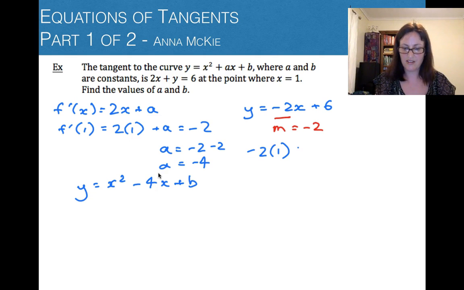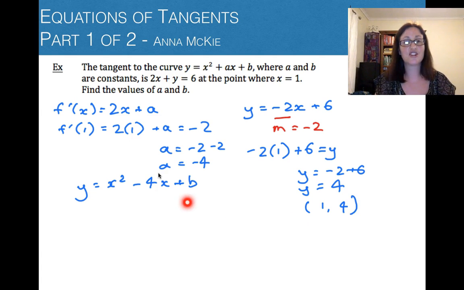So we're subbing this in, equals y. Perhaps I've done that the wrong way around. And what have we got there? We've got -2 plus 6. So y is equal to 4. So we now have a point, 1, 4. Let's use that to substitute it into the function and solve for b.